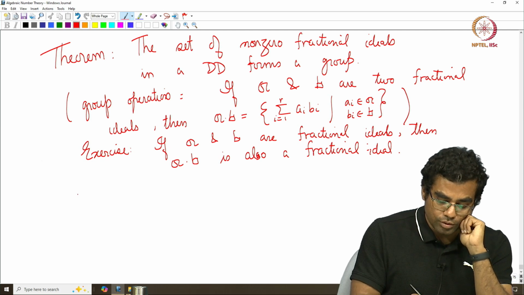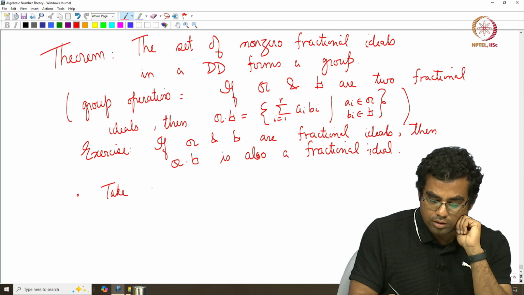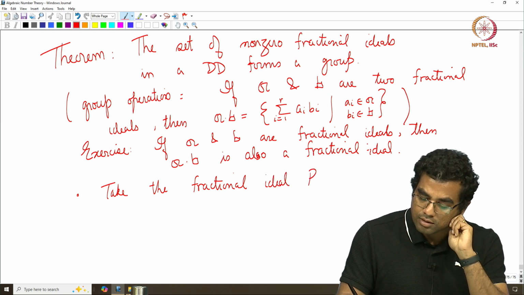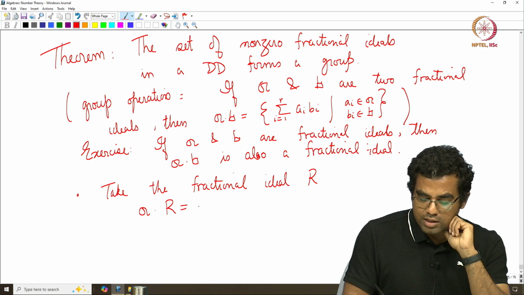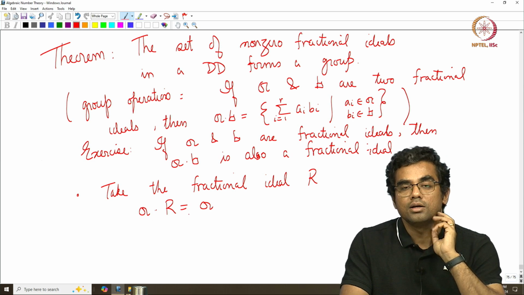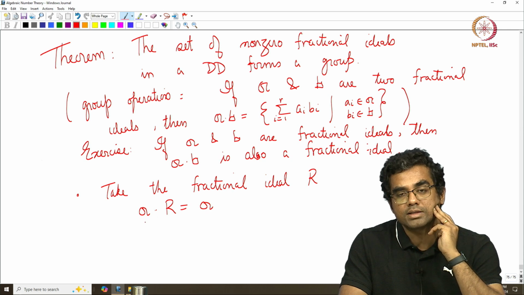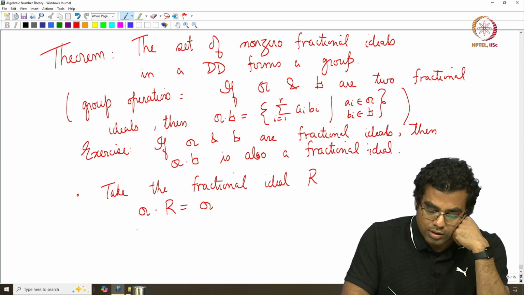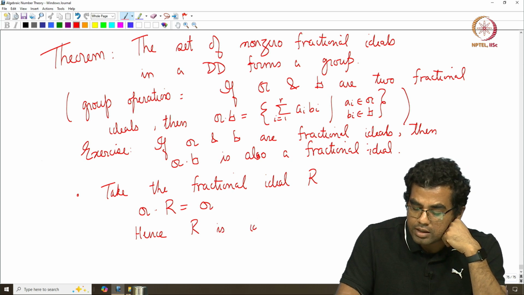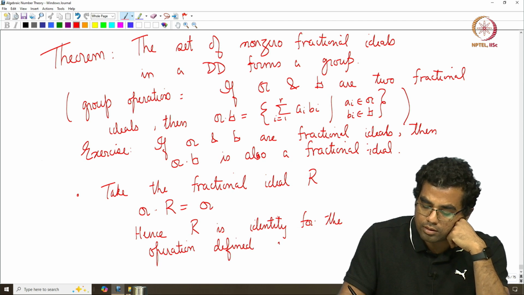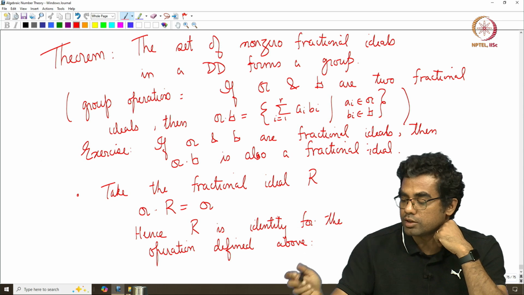Okay. So, take the fractional ideal R itself. R is also a fractional ideal. Now, A times R is equal to A. This is very easy to check, because there is 1 inside R. So, A times R contains A, and on the other hand, because A is an R module, any element of R times an element of A is contained in A. So, hence R is the identity for the group operation, for the operation defined above. Okay. So, we have an identity in our set with the above binary operation.